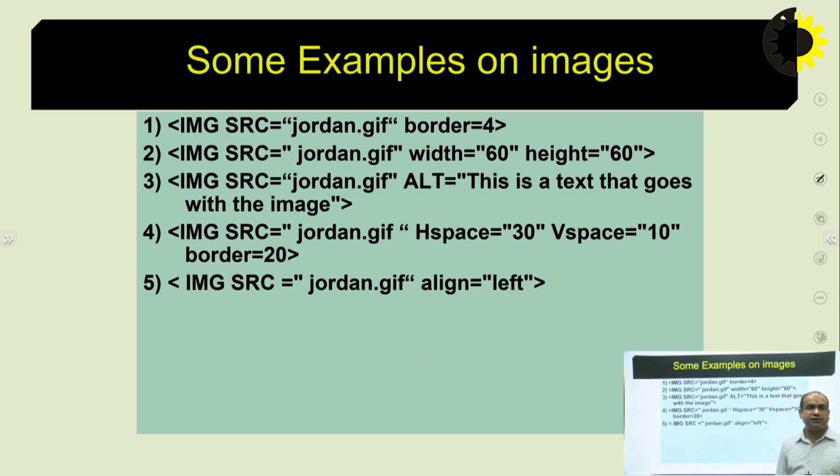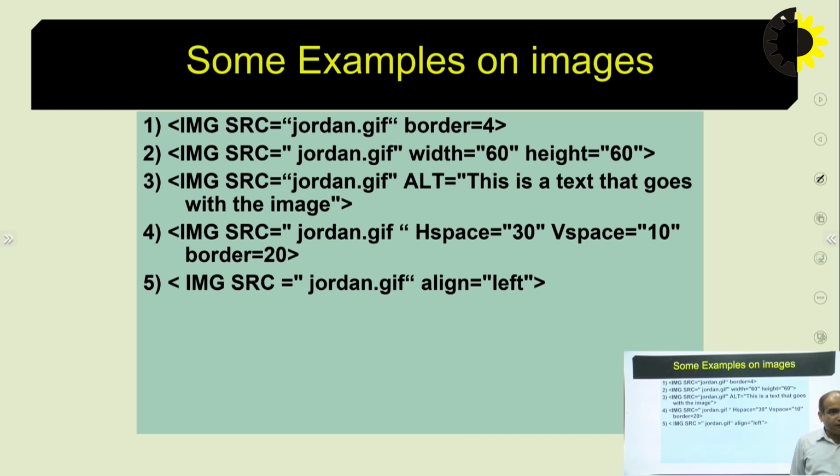So here is an example of how we are going to use that. In the first example, we are taking image src equal to jordan.gif. Here we are defining the border value equal to 4 pixels. By default it is taken as pixels, so a 4 pixel border is created around the image. Second, if I wish my image to be of size 60 by 60, then the height and width attributes are there and we define the value 60 here.